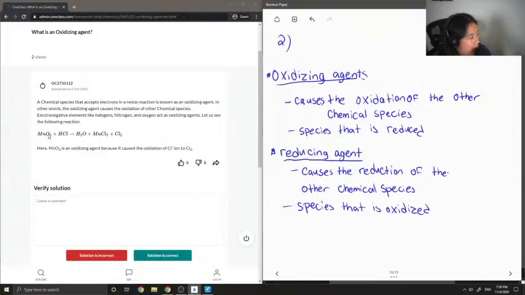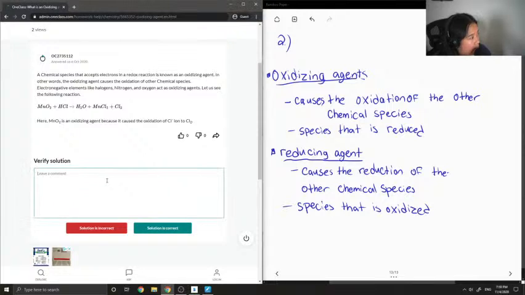So they have manganese dioxide plus hydrochloric acid makes water plus manganese chloride plus chlorine. Here, the manganese oxide is an oxidizing agent because it caused the oxidation of the chlorine atom to Cl2. Yep. So this solution is correct.